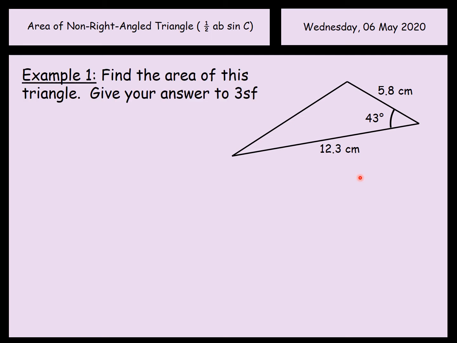If you want to have a go at this one now, feel free to do so, otherwise just watch the video. So we're typing in the formula, half AB sine C. Again, which one's A and which one's B is kind of irrelevant as long as the angle is in between the two. And there we get our answer.